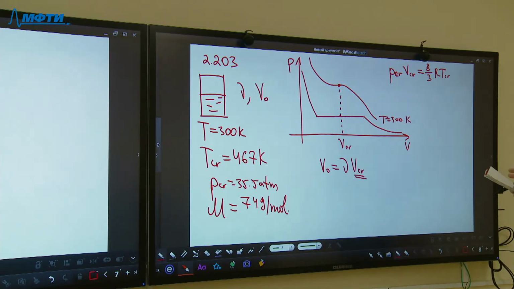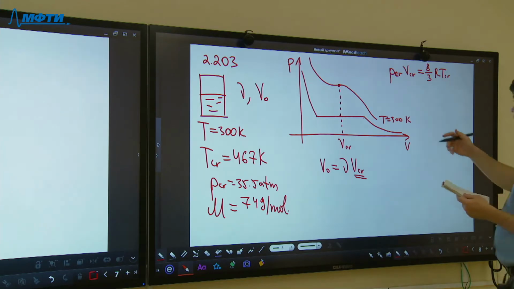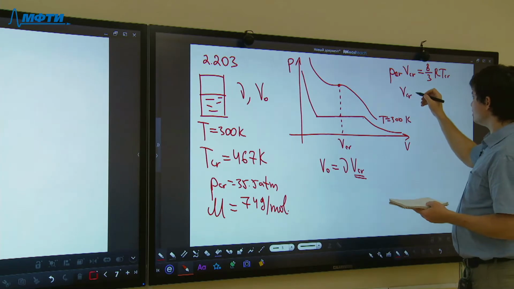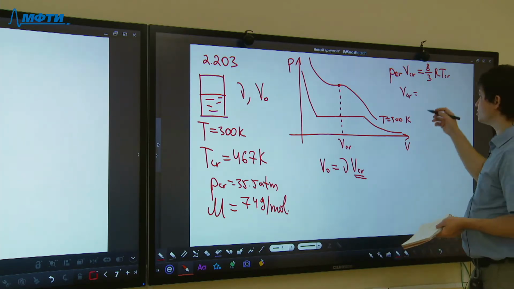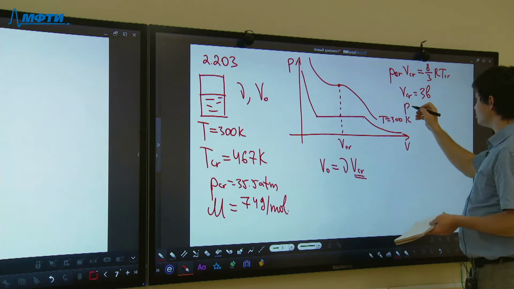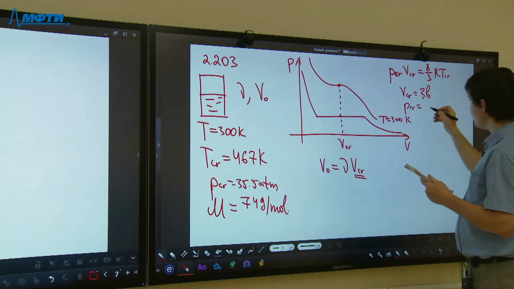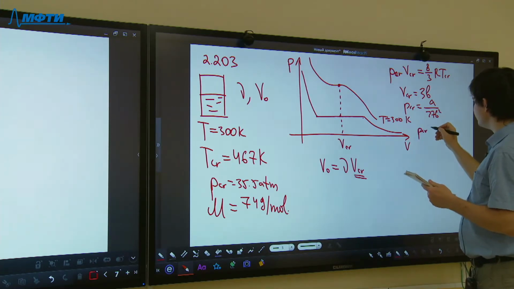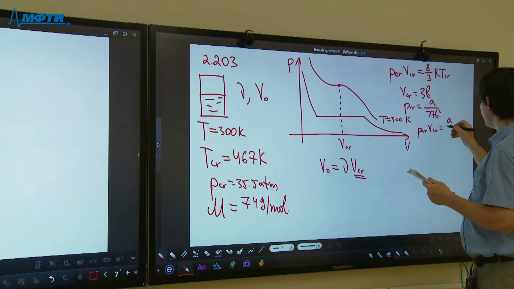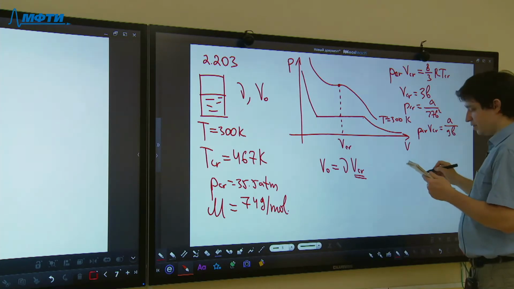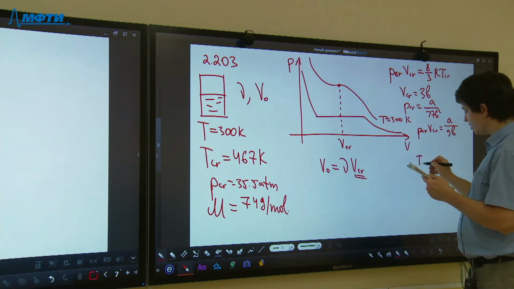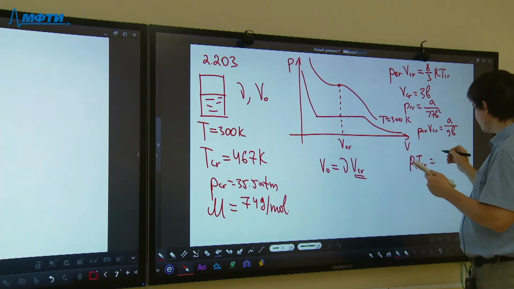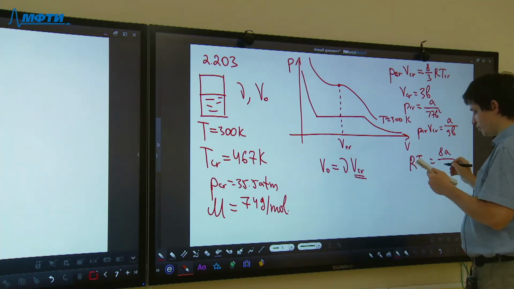So I need to look up the equations for critical volume, pressure, and temperature. Critical volume that I have derived during the previous lecture was 3B. Critical pressure was A/27B squared. So that means that P critical V critical is A/9B. And at the same time, critical temperature is given by R T critical equal to 8A/27B.